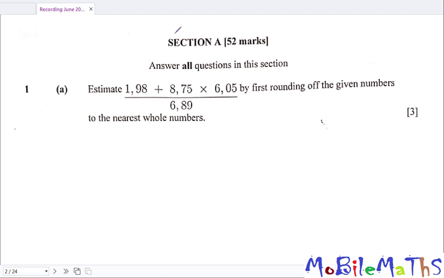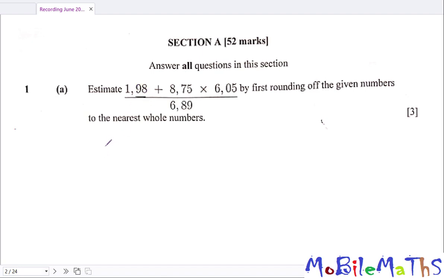Okay, so the first question is saying, estimate 1.98 plus 8.75 times 6.05 by first rounding. So first of all, we have to round off the given numbers to the nearest whole number. You find out 1 is a whole number, then the 0.98 here is no longer a whole number, these are decimals.